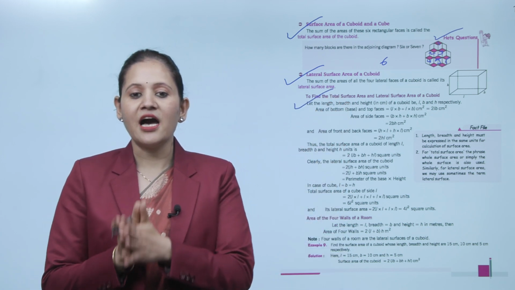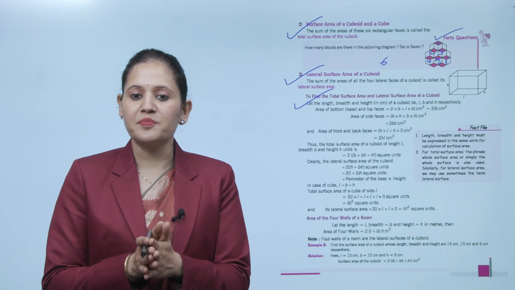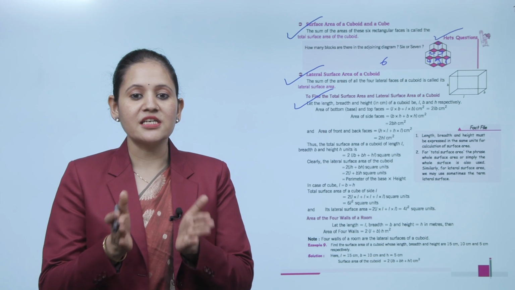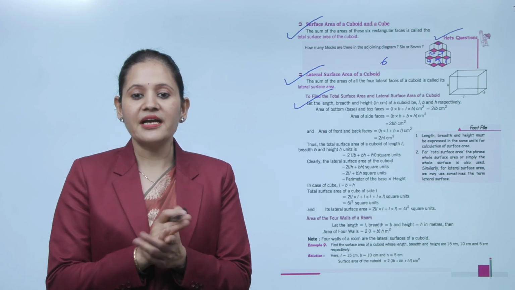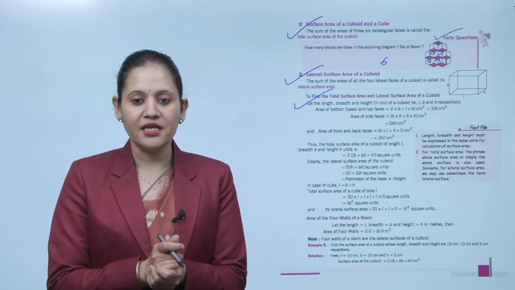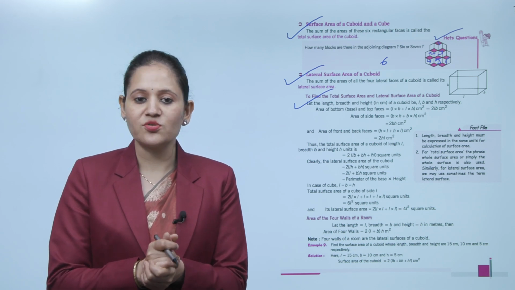Let the length, breadth and height in centimeter of the cuboid be L, B and H respectively. So the area of the bottom, that is the base, and the top piece, is equal to L into B plus L into B, that is equal to 2LB centimeter square.